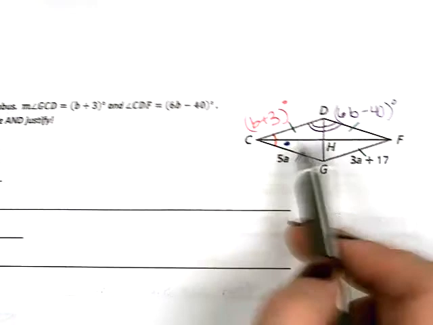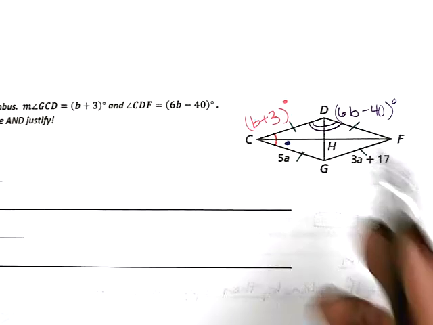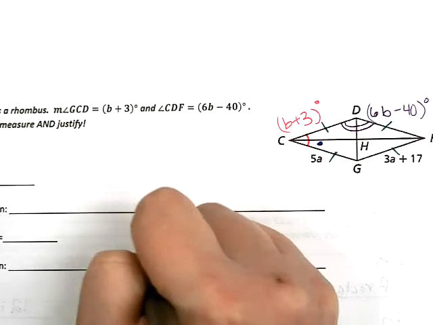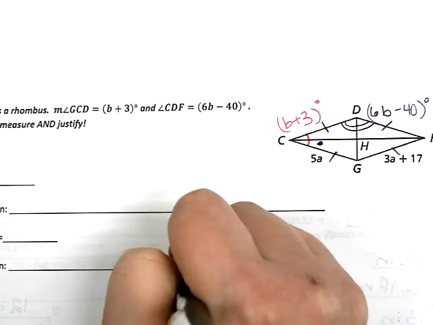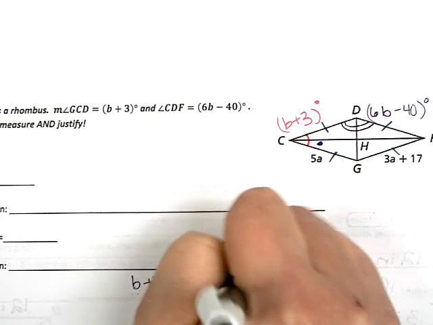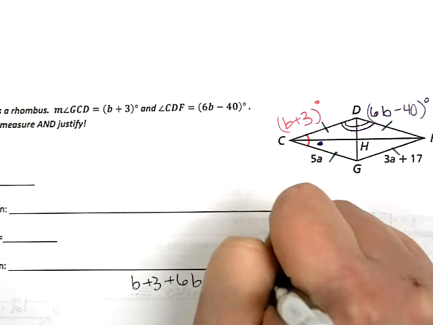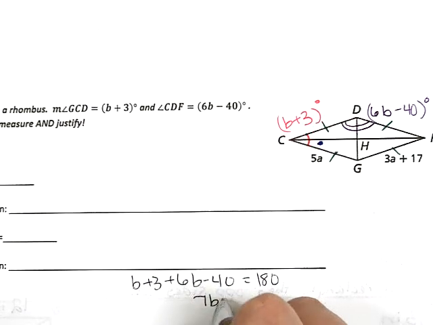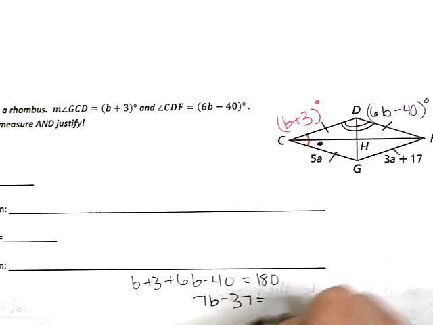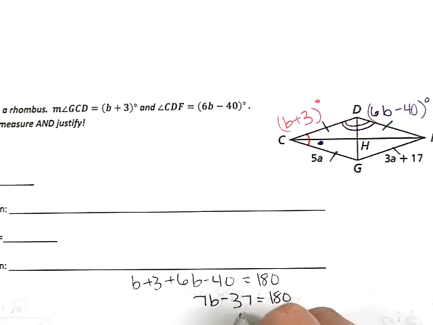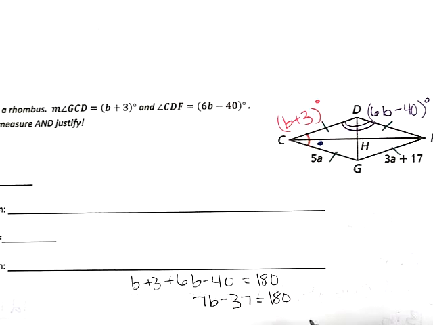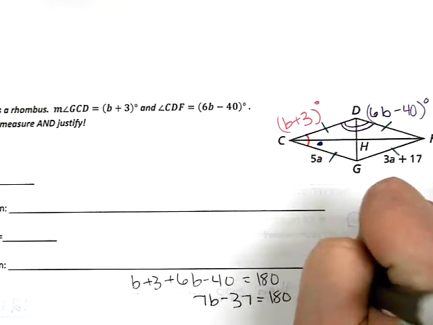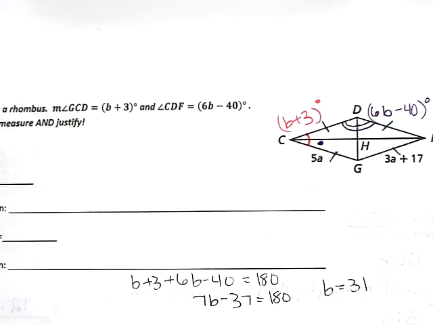So I'm going to go ahead and add those together and set it equal to 180. So b plus 3 plus 6b minus 40 has to equal 180 degrees. And so I get 7b minus 37 equals 180. All right, and if we keep solving, we end up getting down to b equals 31.